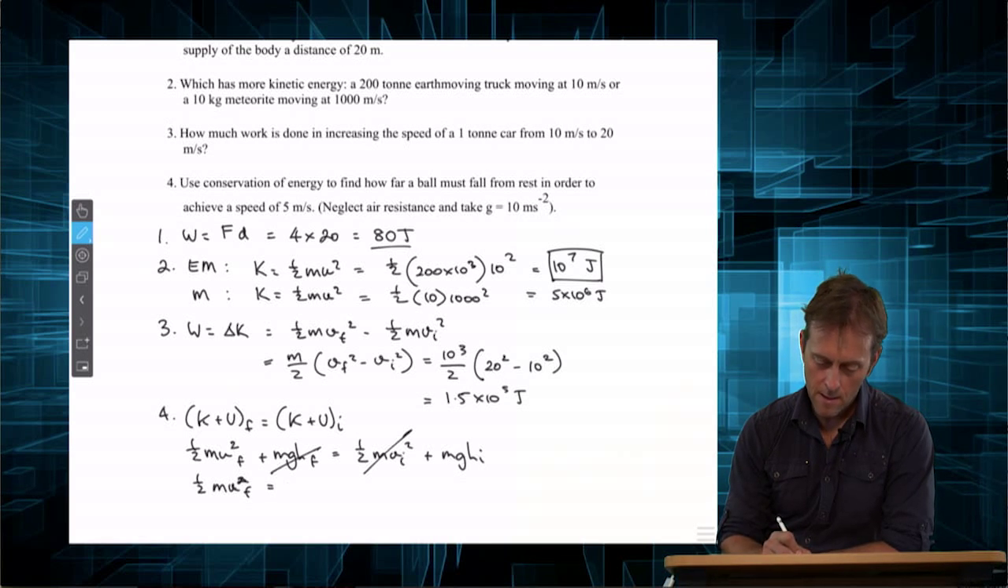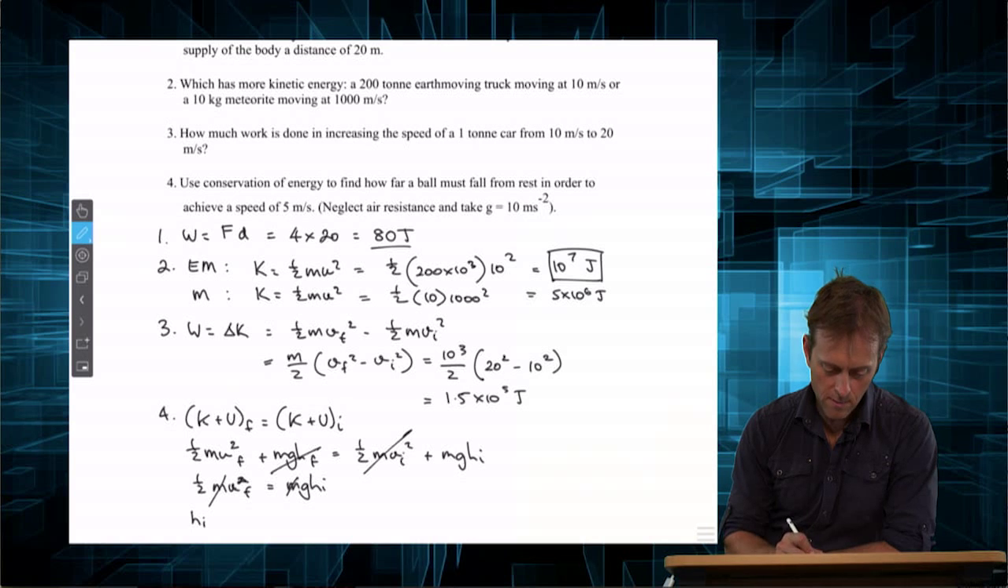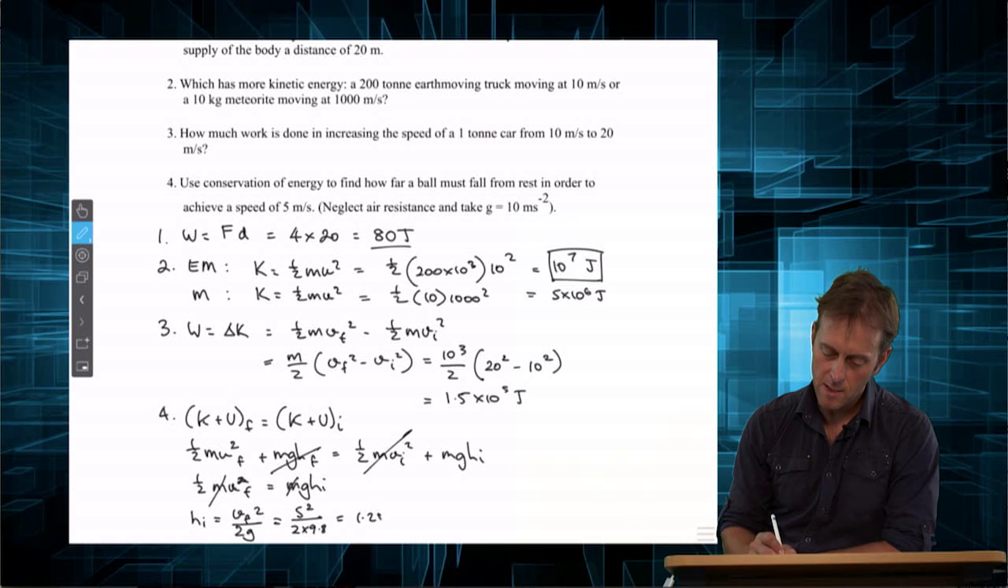So we get half m v final squared equals m g h initial. The m's cancel out, and we get h initial, which is what we're looking for, is v final squared divided by 2g, which is 5 squared divided by 2 times 9.8, is 1.28 meters.